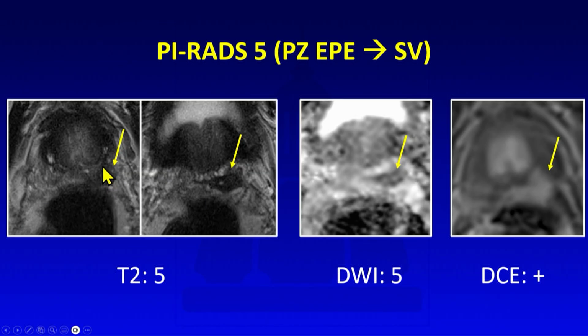So we see abnormal dark signal going up the left seminal vesicle. That area has restricted diffusion, abnormal contrast enhancement, so another PI-RADS 5.